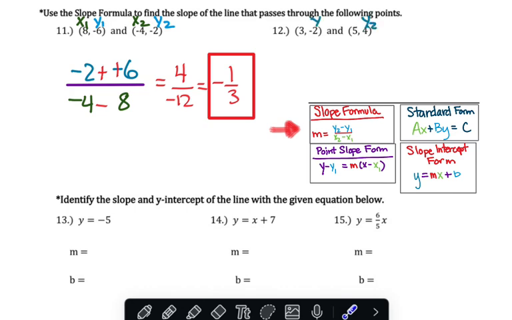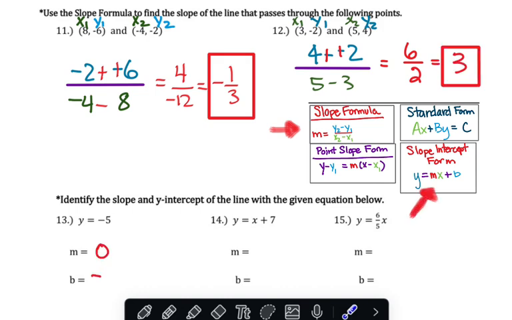On number 12, again, we follow the same thing. Check your work, see if you're substituting in correctly. You should have 4 minus a negative 2 over 5 minus 3, which gives you 6 over 2, which reduces to 3.